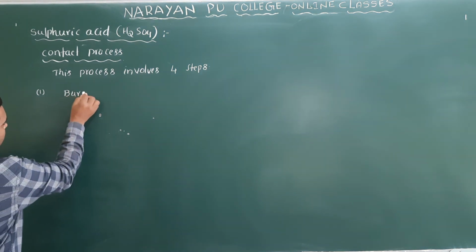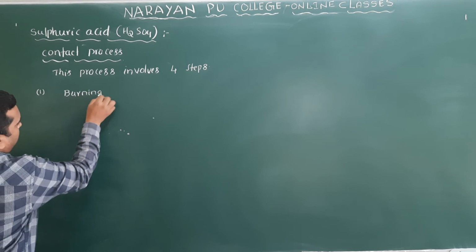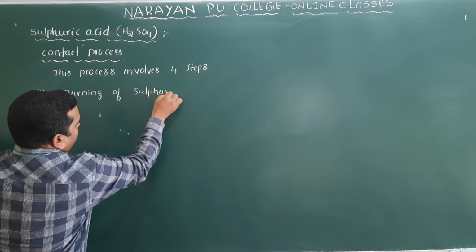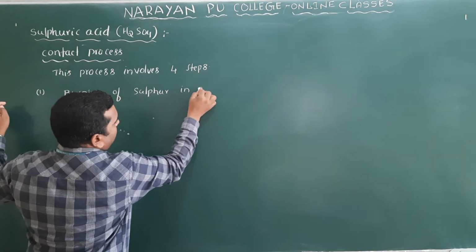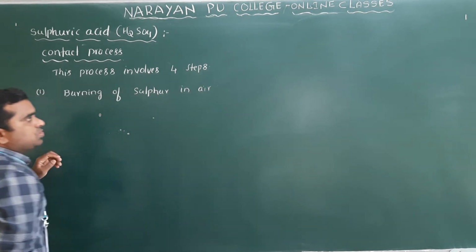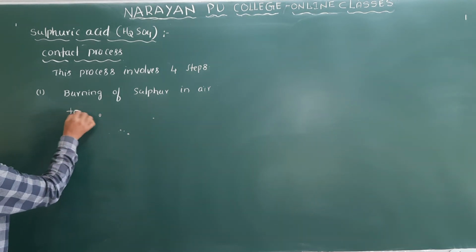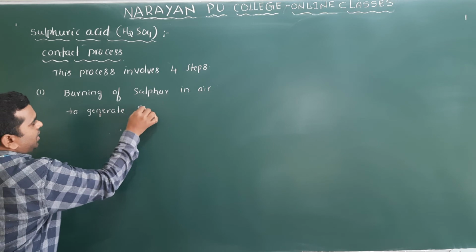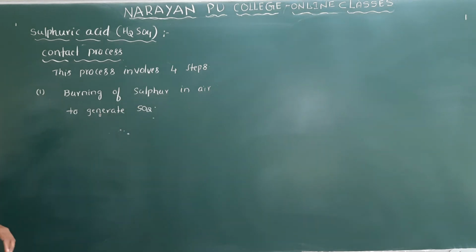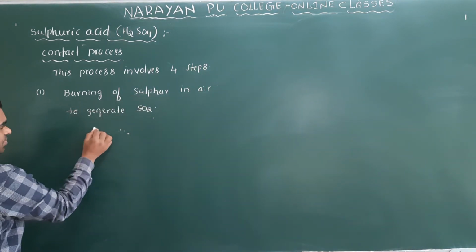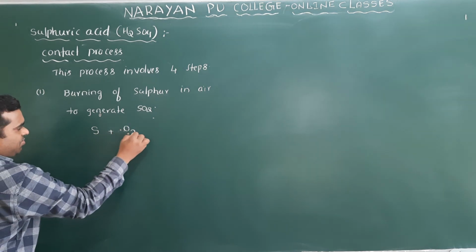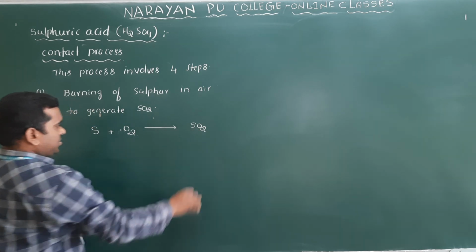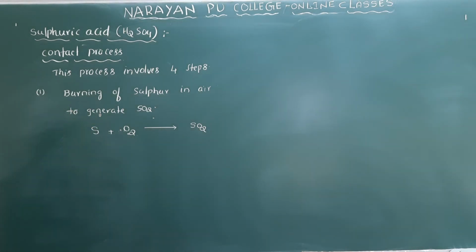Burning of sulfur. Burning of sulfur in where? In air, to generate sulfur dioxide. This is the first step. Simple: burning sulfur in the presence of air or oxygen, what do you get? Sulfur dioxide. Simple reaction.